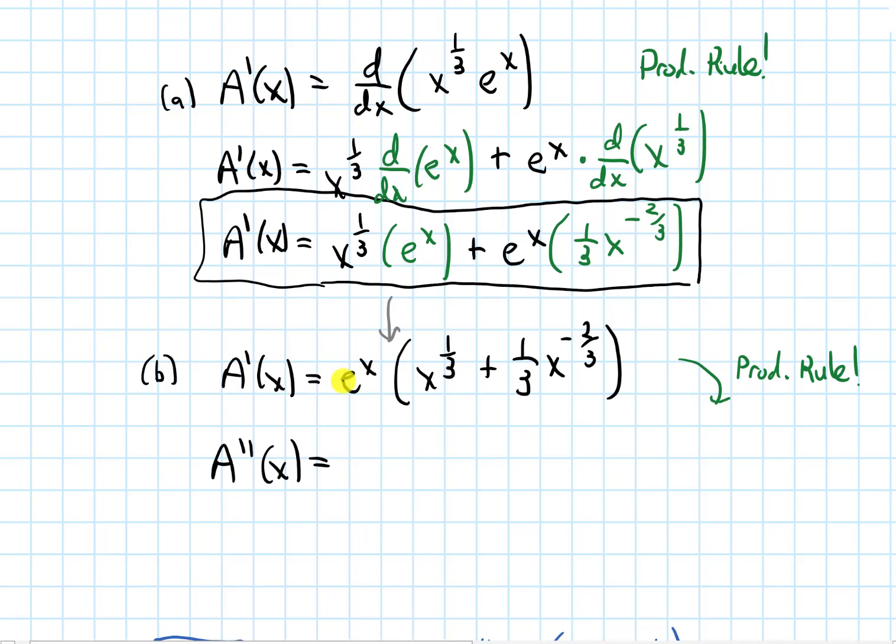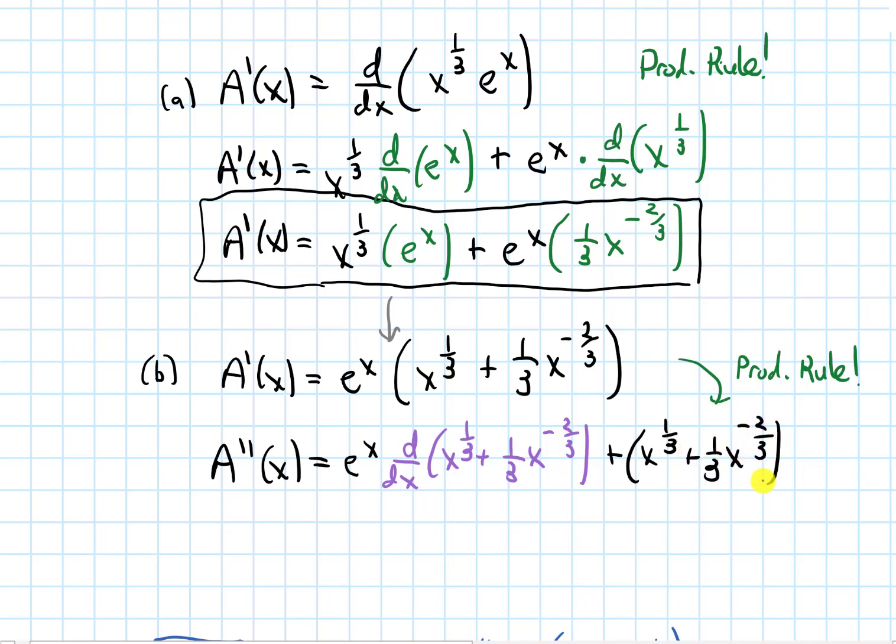Okay, so product rule. We need the first function, e to the x, times the derivative of the second. Let's switch colors. So times the derivative of the second: derivative of x to the 1/3 plus 1/3 x to the negative 2/3. And then plus the second, so plus x to the 1/3 plus 1/3 x to the negative 2/3. That's the second. And then times the derivative of the first, so times the derivative of e to the x.